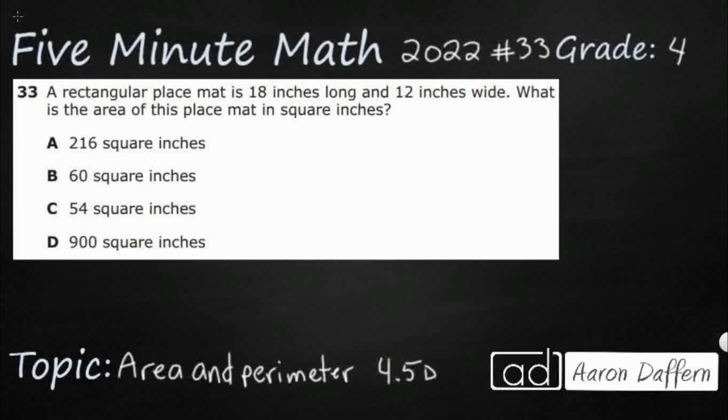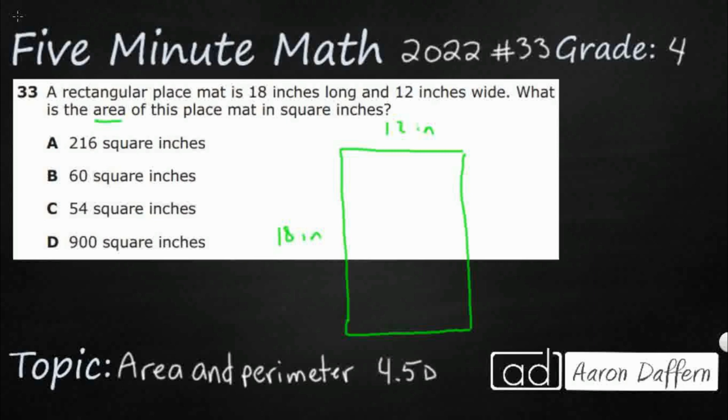So we have a rectangular placemat. It is 18 inches long and 12 inches wide. All right, so let's just draw a representative sample here. So we've got our 18 inches and our 12 inches. What is the area? Now we need to know what area means.